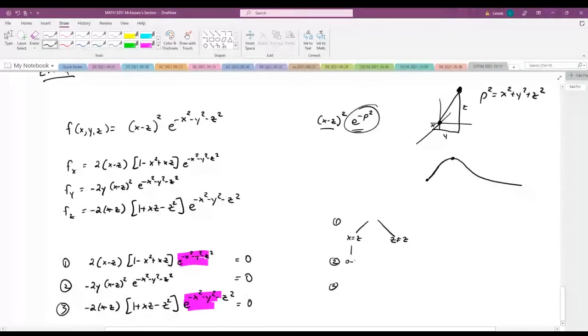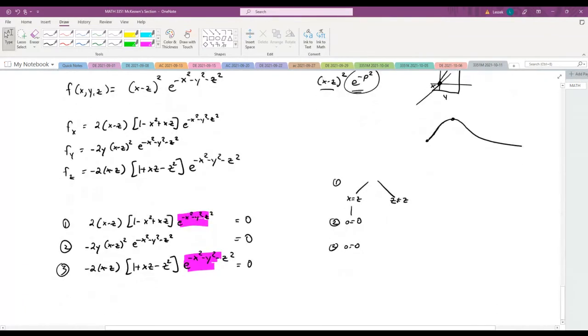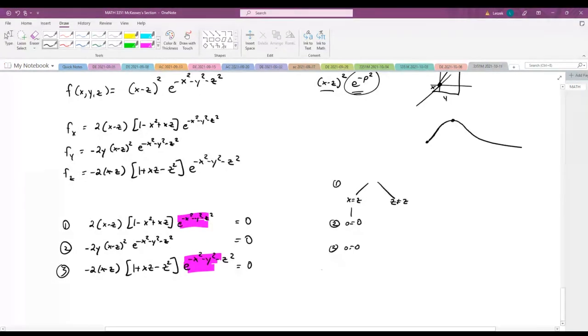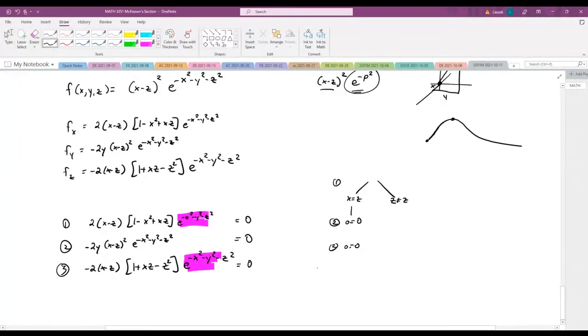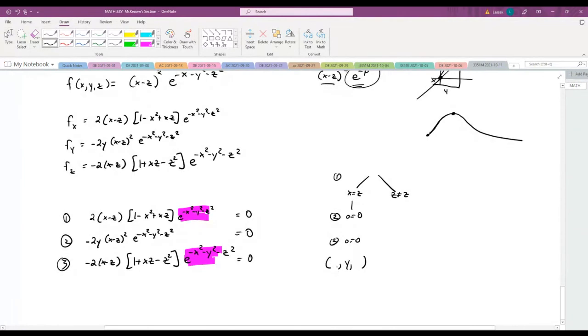You just get that 0 equals 0, right? So z has to be x. Y can be anything in this case. So we have infinitely many critical points, and they all take this form. Let's say x is t, y is anything, z is t. Or I can say (x, y, x). Anything of that form makes these derivatives simultaneously 0, as long as x is equal to z.